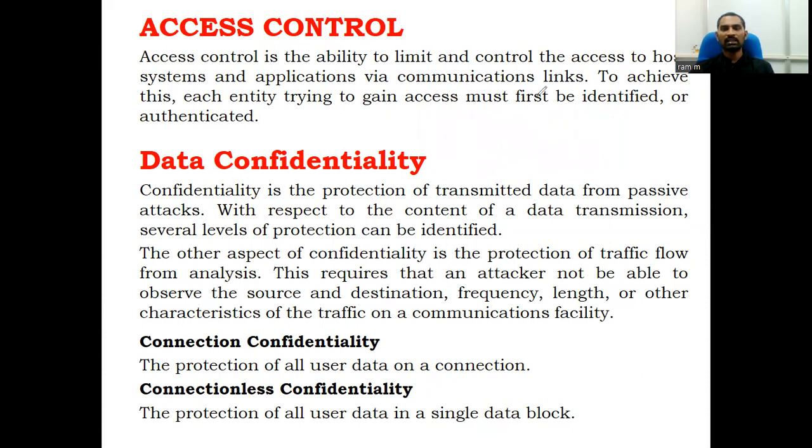Now we are going to see the third security service provided in X.800, that is data confidentiality. So we know about confidentiality. Confidentiality is the protection of transmitted data from passive attacks. With respect to the content of the data transmission, several levels of protection can be identified. The other aspect of confidentiality is the protection of traffic flow from analysis.